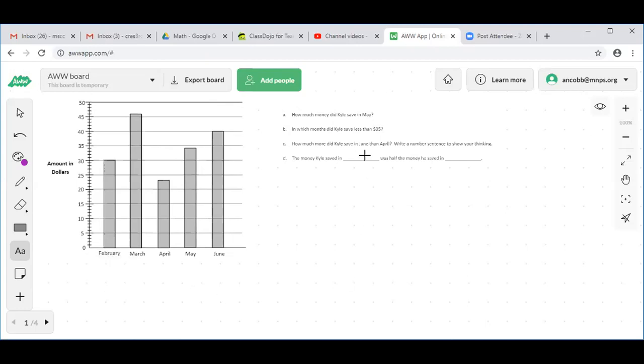Now, for part D, it asks, the money Kyle saved in blank was half the money he saved in blank. So I have to look and see which months look like it's half. So I'm looking at April, and I remember that it is $23 that he saved. Then let me look at March. March was 46. So if you do your doubles addition, 23 plus 23 is 46. So for D, the money Kyle saved in April was half the money he saved in March.